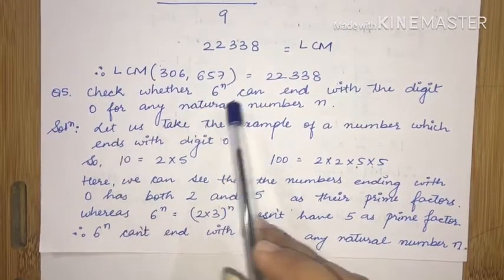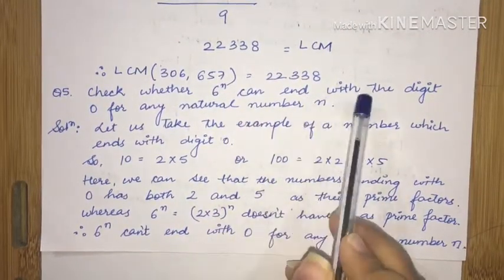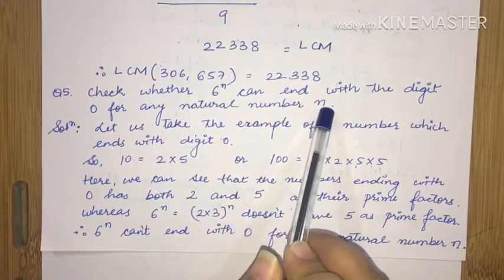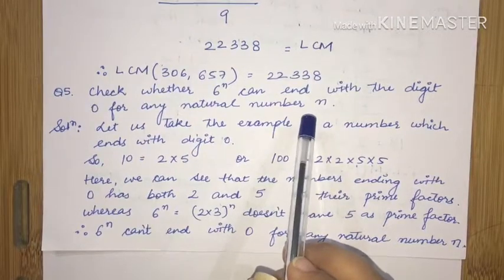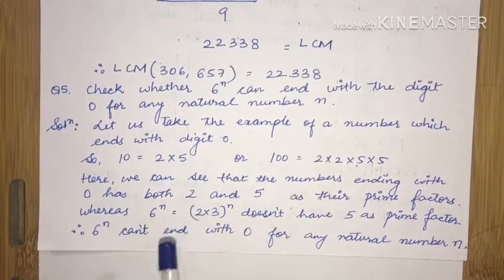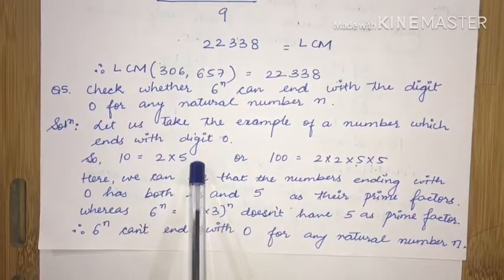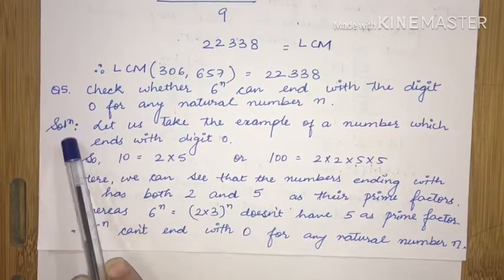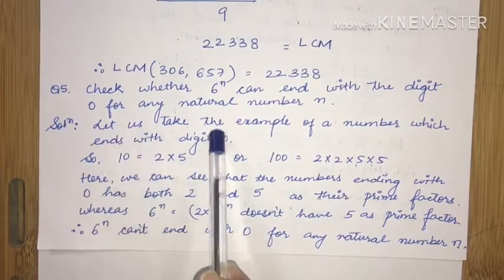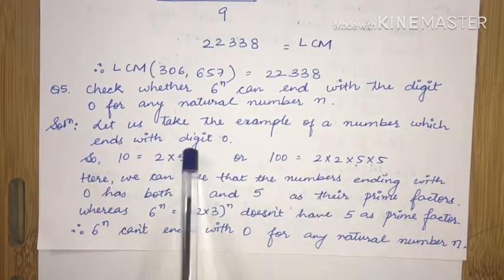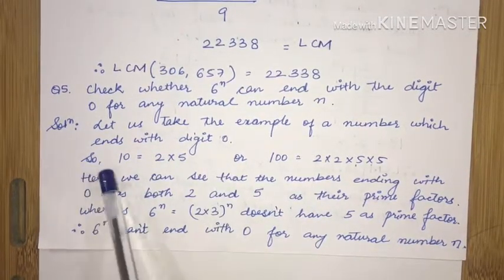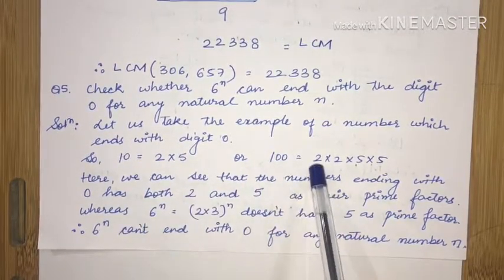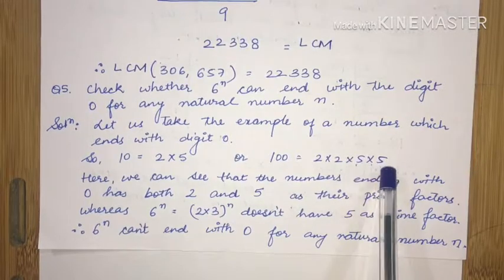check whether 6 raised to the power n can end with the digit 0 for any natural number n. So we already know any number which ends with 0 must have 2 and 5 as its prime factor. So let's see how to do this question. The solution is, let us take the example of a number which ends with the digit 0. So 10 is equal to 2 into 5, or 100 is equal to 2 into 2 into 5 into 5.